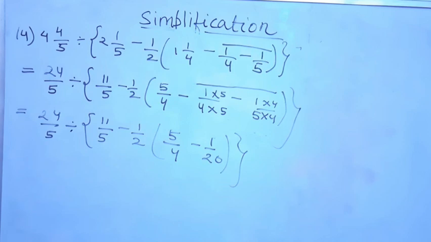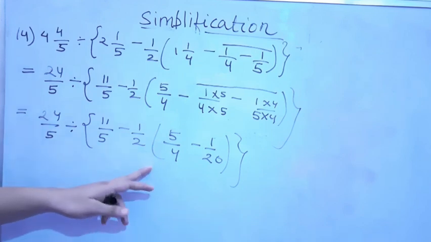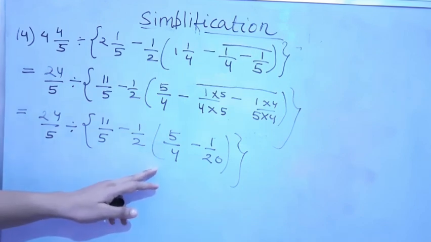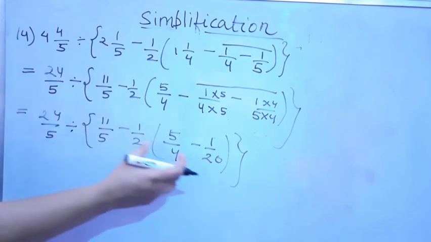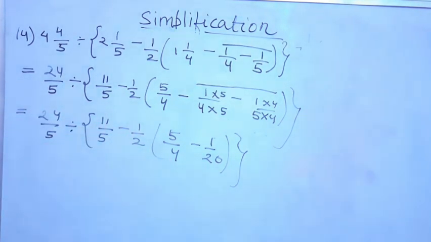Okay students. Now, since the bar or vinculum is removed, which bracket do we have to remove now? We have to remove the parenthesis. Parenthesis, or we can also call it the small bracket, or the round bracket. So now in the round bracket there are two fractions given, 5 upon 4 minus 1 upon 20.